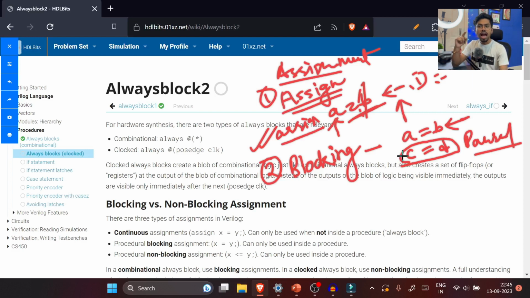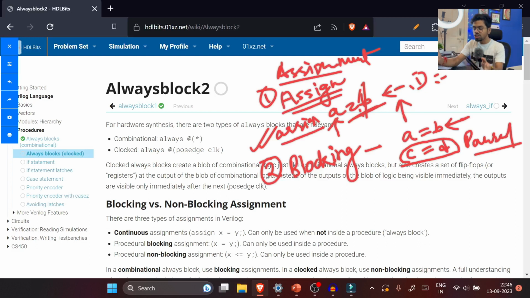Don't worry, I will explain why we need blocking and non-blocking assignment here. Continuous assignment we need because we're going to simulate wire things, and to simulate those types of things in the hardware domain, we need to have this capability.